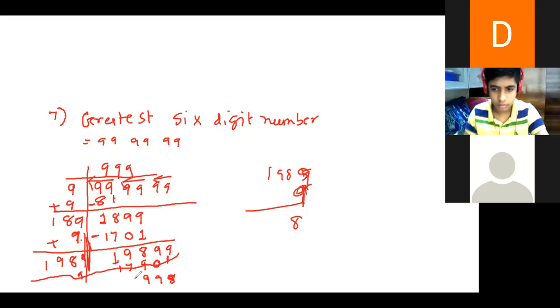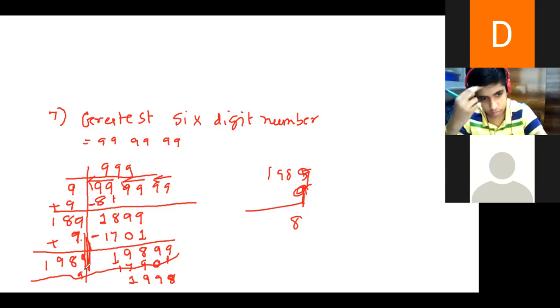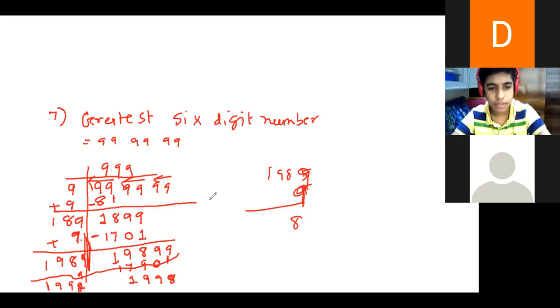So, 1. 1998. 9 and 9 is 18, carry 1, so 9, 1998. Now the remaining is 0, no? Yes, sir. If we add 0 then it becomes big.